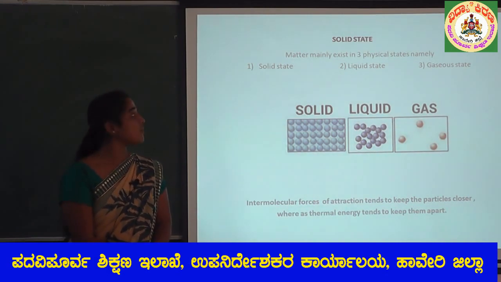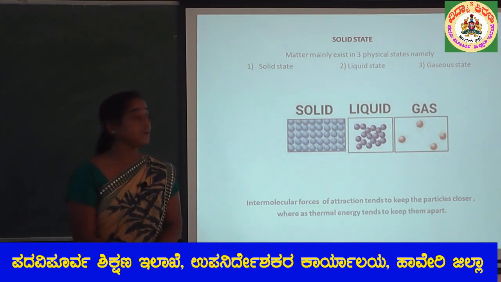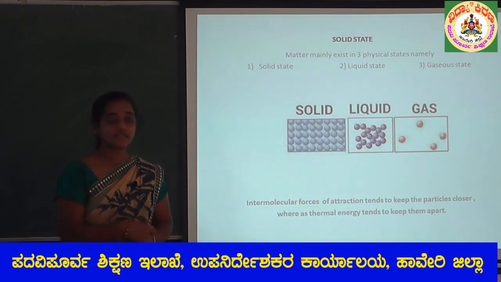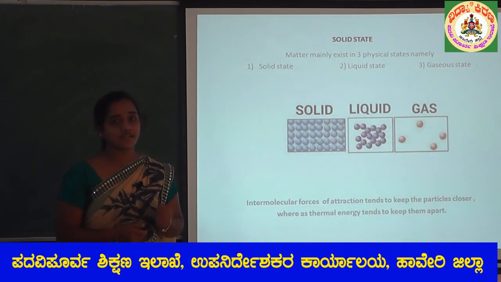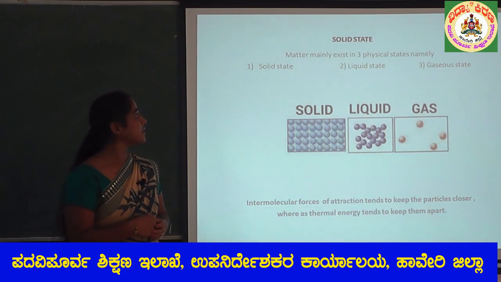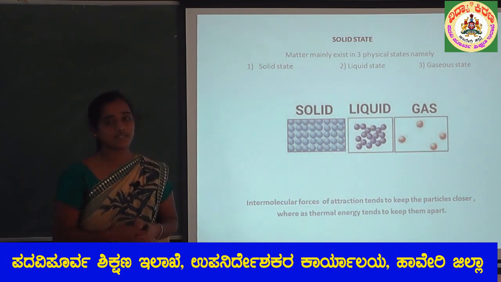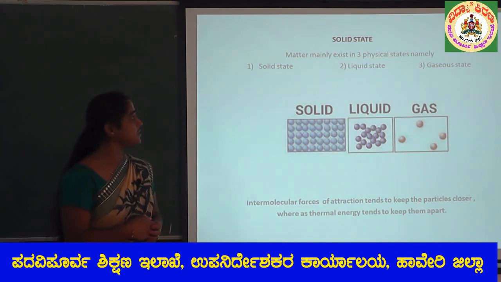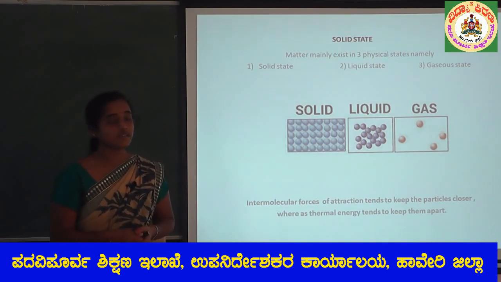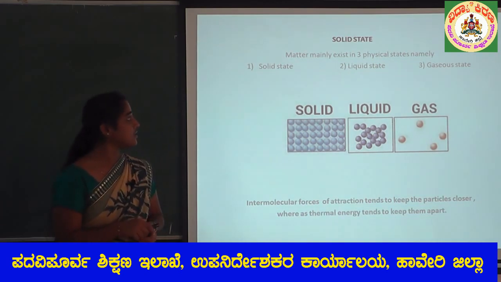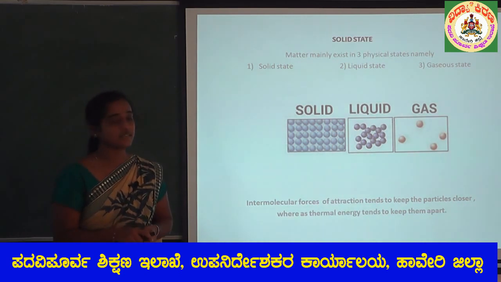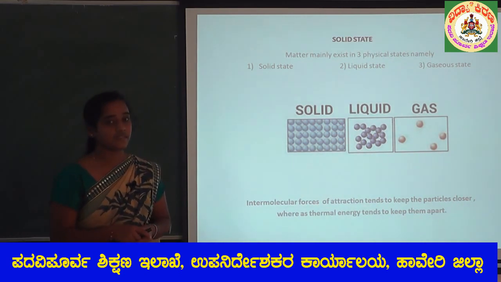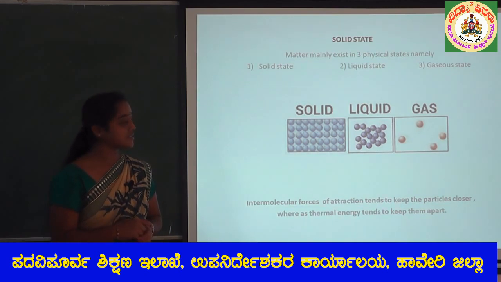We have already discussed in the first year that matter means anything which has mass and can occupy space, and that it can exist in three physical states. The first one is solid state, the second is liquid state, and the third is gaseous state. These are the main three physical states that matter can exhibit. What are the main differences between these solid, liquid and gases?